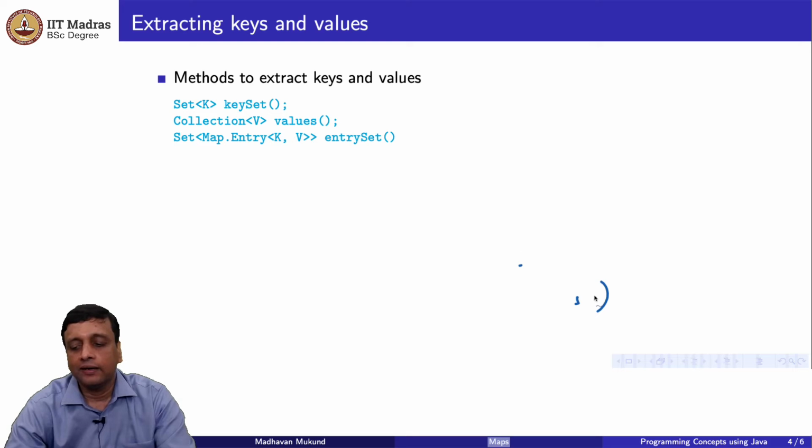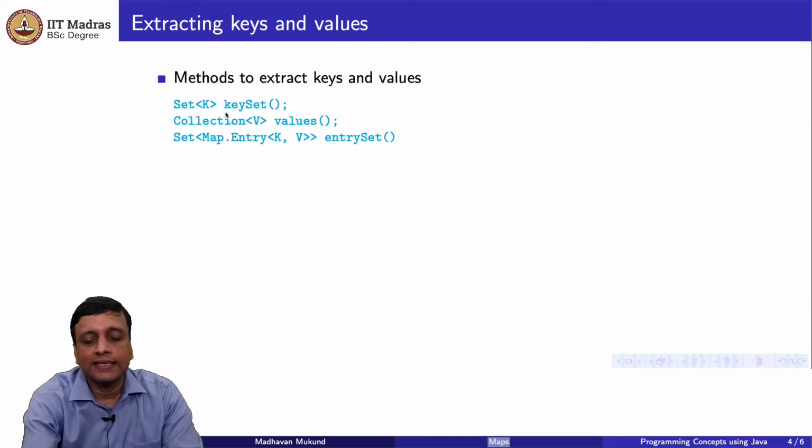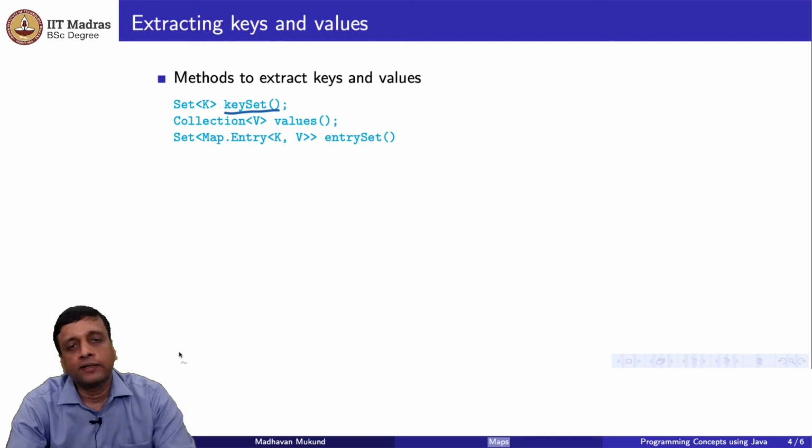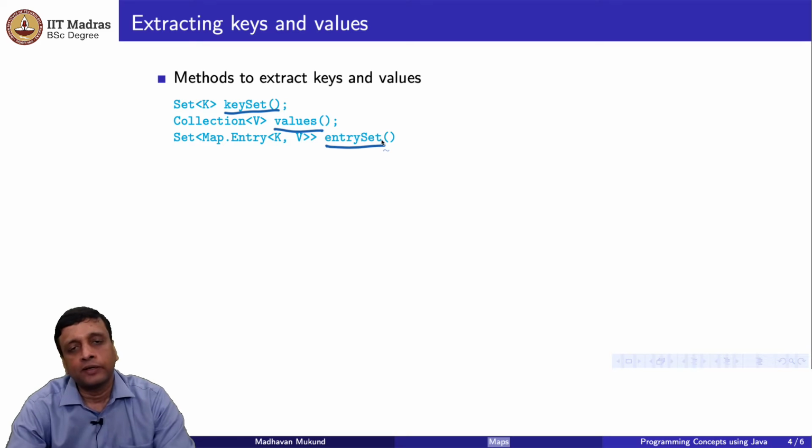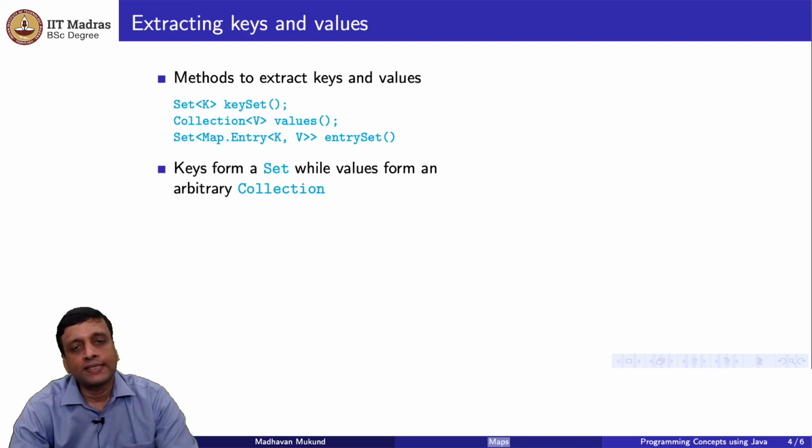So similarly, the map interface provides these three functions. There is keySet, which will return the keys, values, which will return the values, and entrySet, which will return pairs. It will return the keys and the values together. And now these have different types and also different characteristics. So remember that keys form a set. There is only one entry per key.